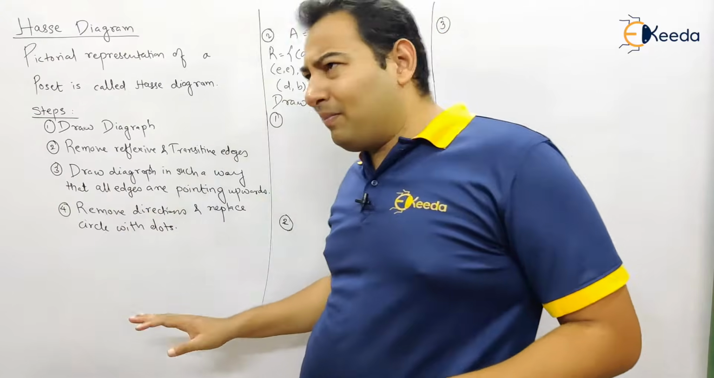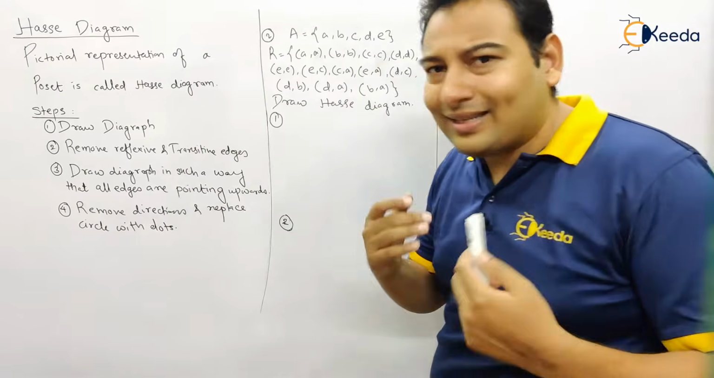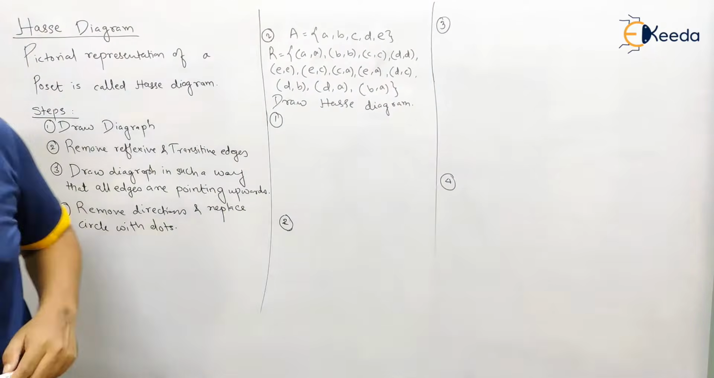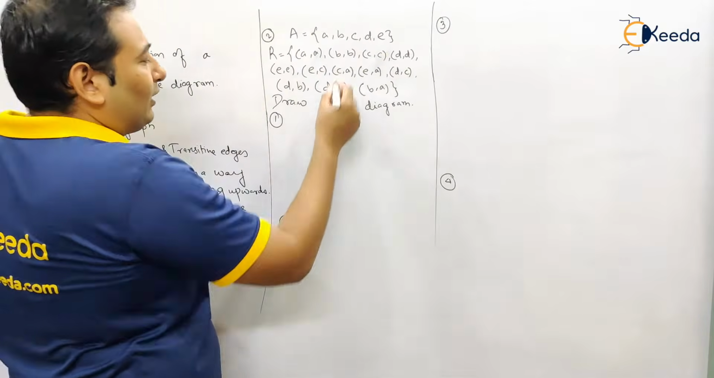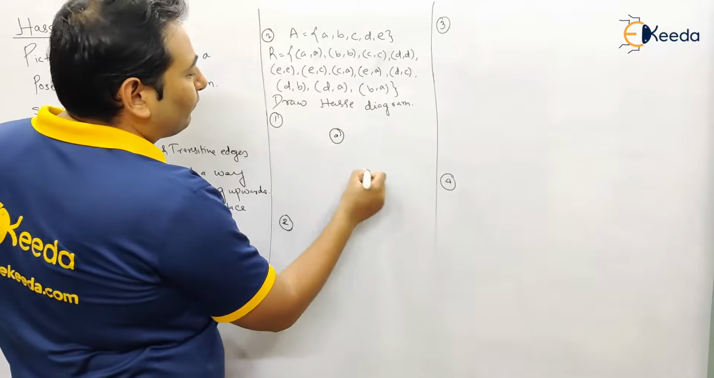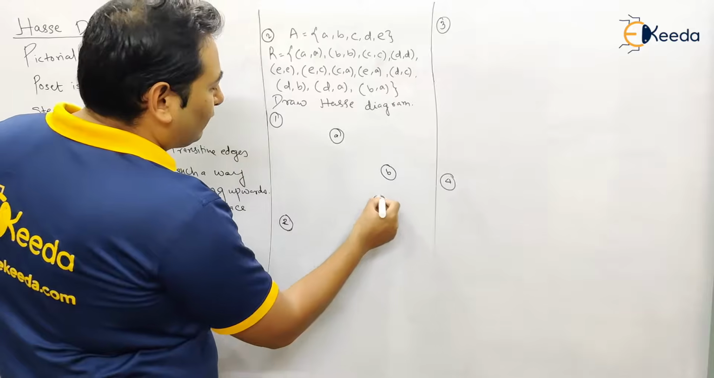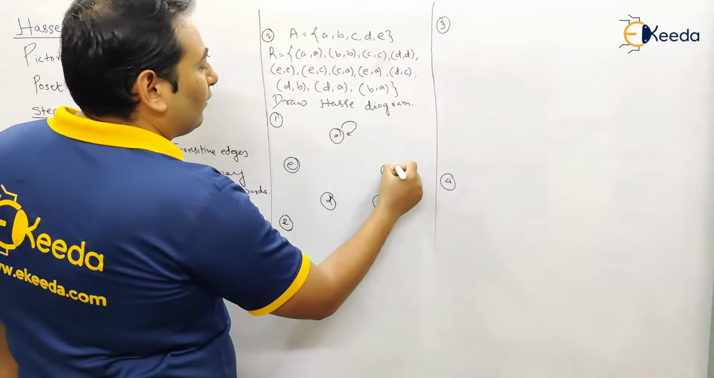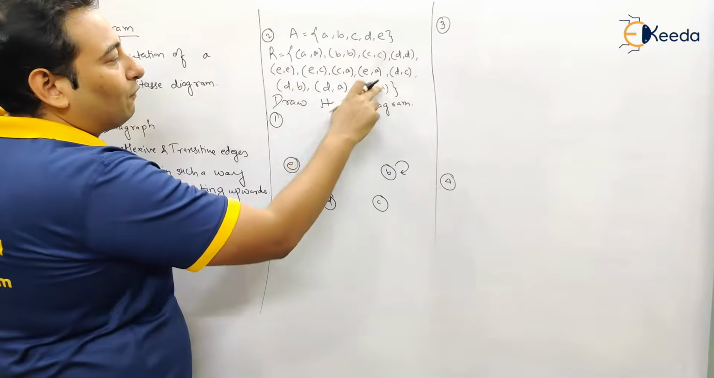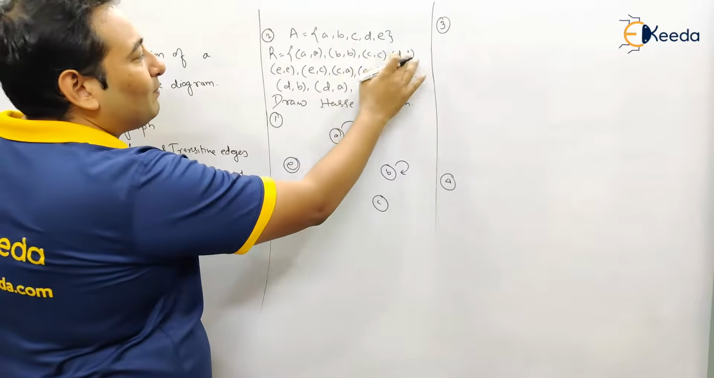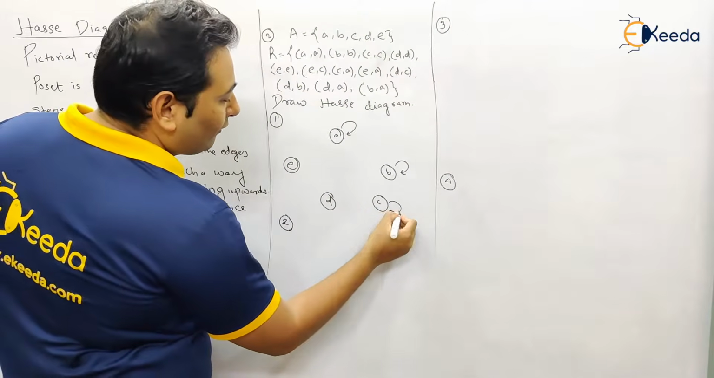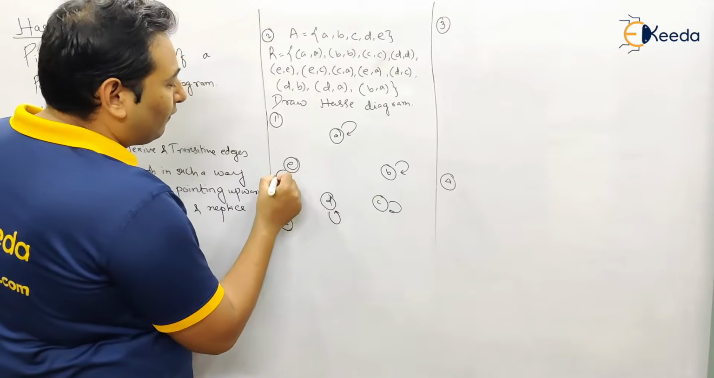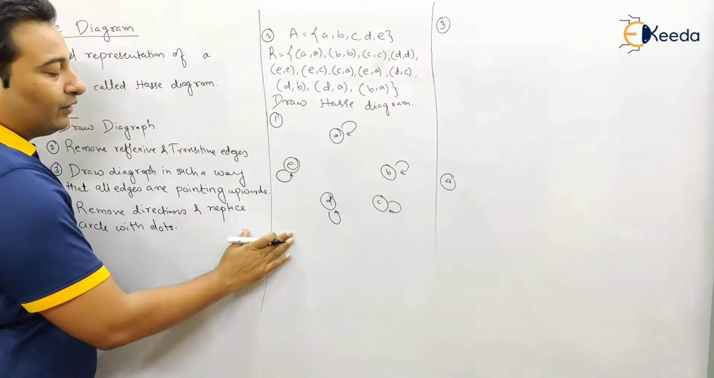Steps are same, problem is there in front of you. Let us start without wasting time. What is the first step? Draw the diagram. So there are 5 elements A, B, C, D and E. Let us draw the diagram according to this relation: AA, BB, CC, DD and EE. So all the self loops will come.